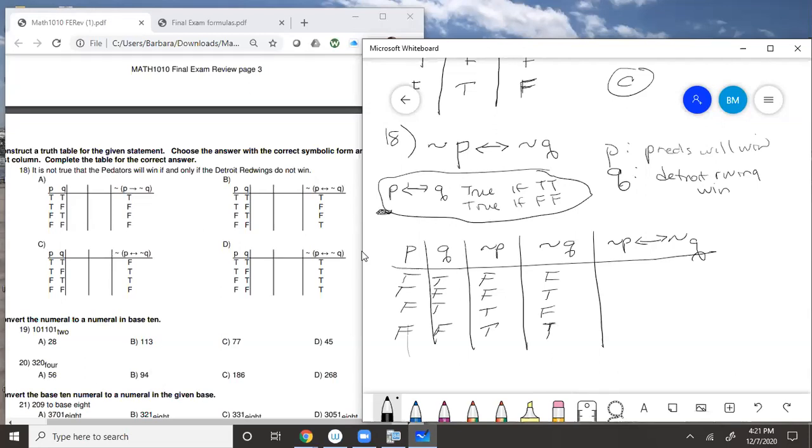Okay, so the biconditional, not P if and only if not Q. This is true only when both sides have the same truth value. So either they're both true or they're both false. So when they're both false, this is what? True. When one's false and one's true, this is false. When one's true, one's false, that's false, right? When they're both true, it's true. Good. So true, false, false, true. It looks like B is the correct answer on that one.